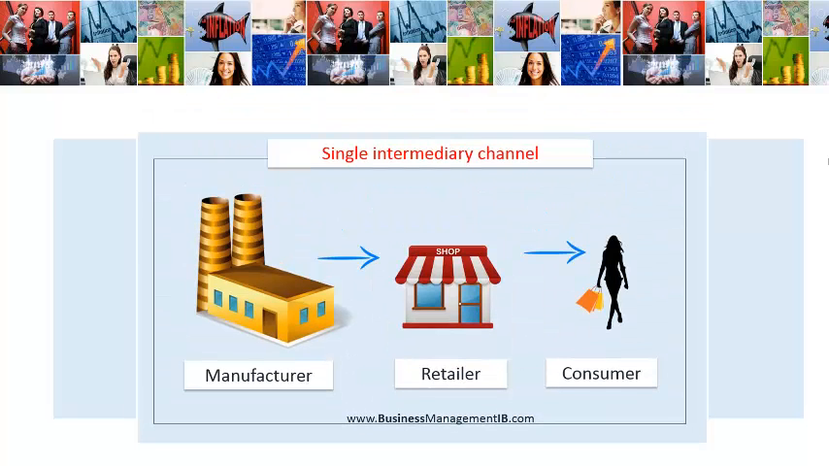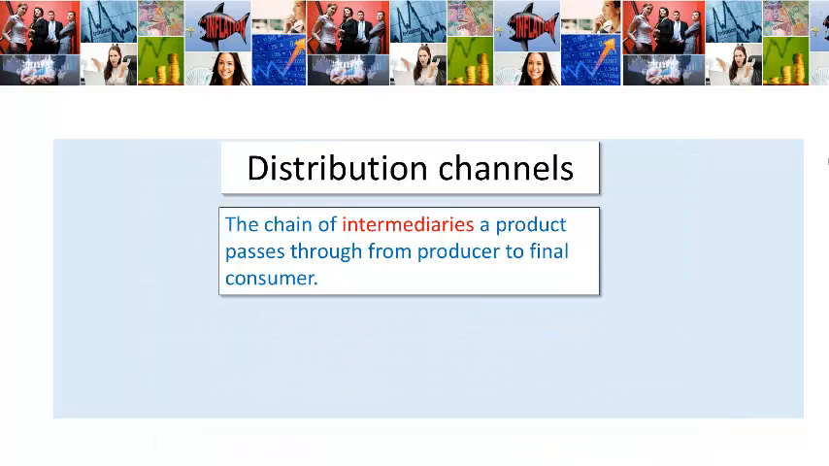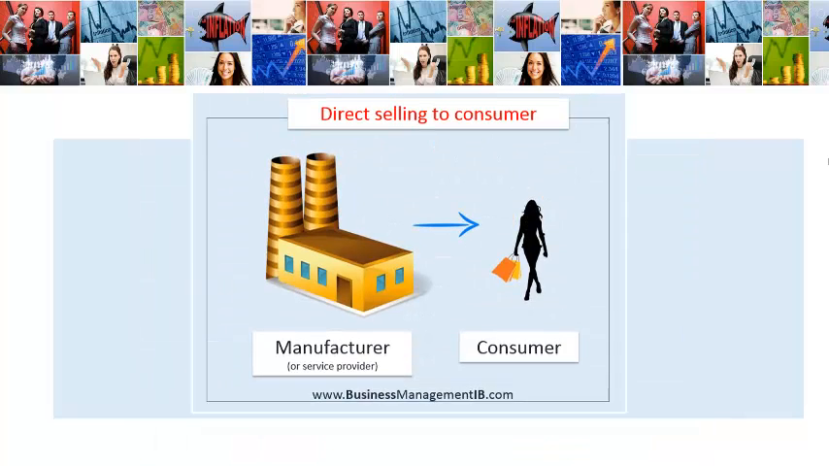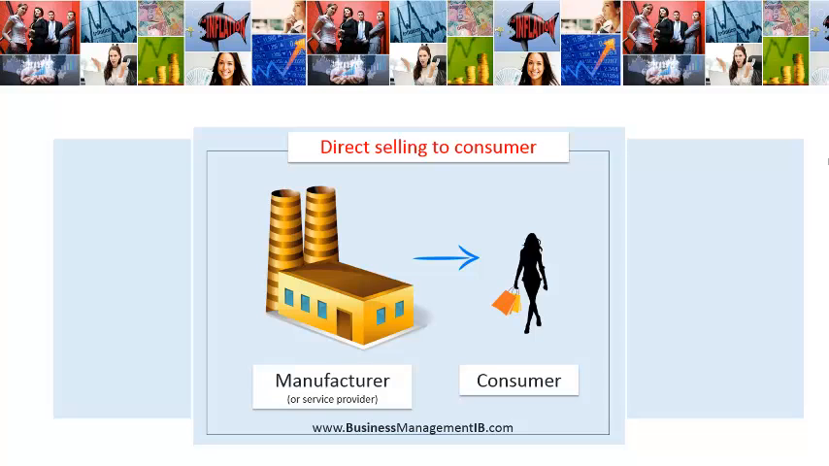The single intermediary channel, we've only got one entity now between the manufacturer and the consumer. So a single intermediary channel involves manufacturer to the retailer and then from the retailer to the consumer. Manufacturer produces a good, sells it to the retailer, and then the retailer sells it on to the consumer.